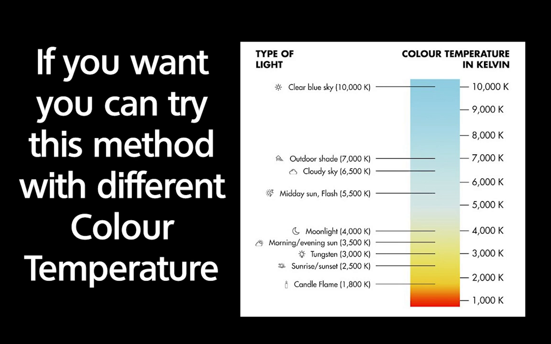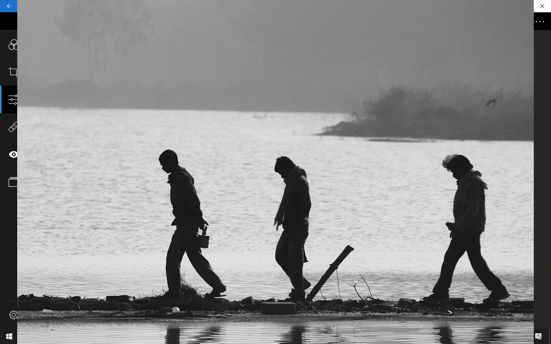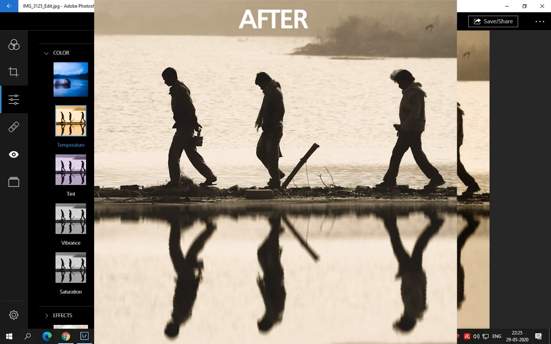So as you can see in this image, sunrise and sunset is around 2500 Kelvin, moonlight is around 4000, midday sun flash is around 5500, cloudy sky 6500, 7000 outdoor shade, clear blue sky 10,000 Kelvin. So you can just play around with the temperature and you're good to go.